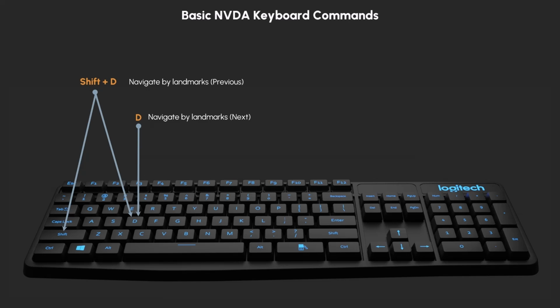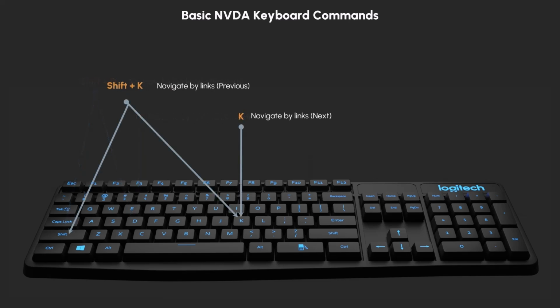Specifically, to switch between cursor modes, you can use D to navigate to the next landmark and Shift plus D to navigate to the previous landmark. Landmarks are defined regions within a web page, such as navigation menus or content areas, which helps users quickly identify and jump to significant sections of the page. You can also use K to navigate to the next link and Shift plus K to navigate to the previous link. This feature is particularly useful for users who want to explore hyperlinks on a web page without having to scroll through the entire content manually.